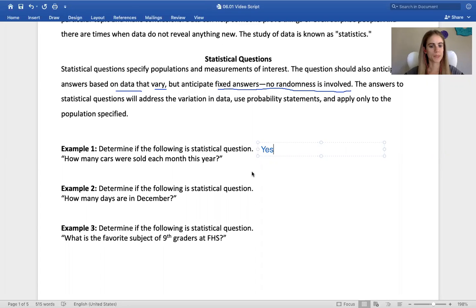Example number 2. Determine if the following is a statistical question. How many days are in December?